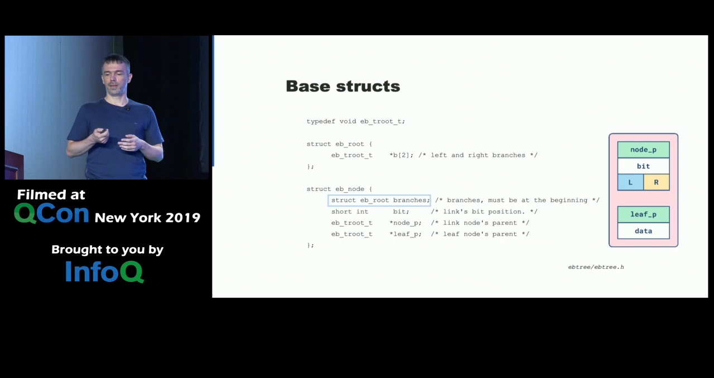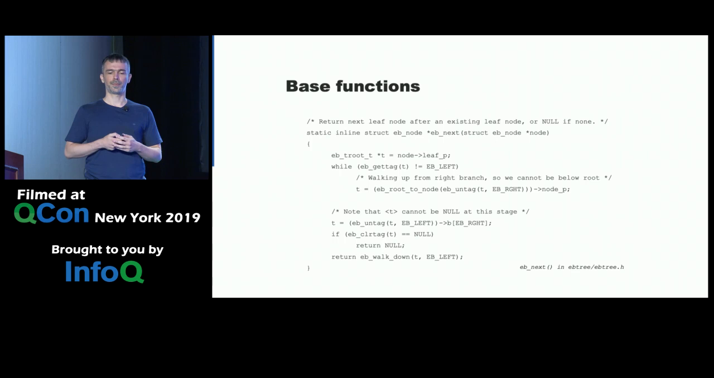So taking a look at what we end up with, our node design translates directly into C code. We have branches, we have the bit field, we have the node parent pointer, and the node leaf pointer. But the thing that we don't have here is the data, or the key. And this is because this is the base struct which we can use for implementing different EBtree variants that then implement a particular data type.